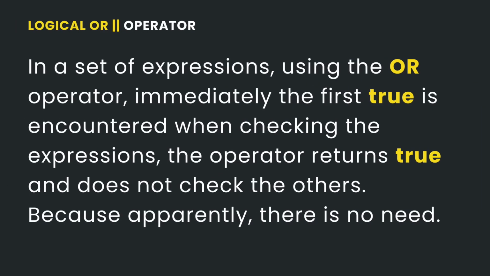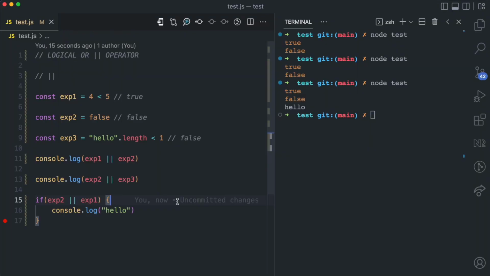With the OR operator, immediately the first true is encountered when checking the operations, the operator returns true and does not check the others, because obviously there is no need to check the other expressions. It has already found its one true candidate, so even if the remaining expressions are false, the OR operator is still going to return true. And I'm going to show you an example to explain what I'm talking about.